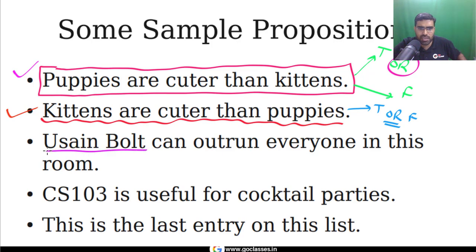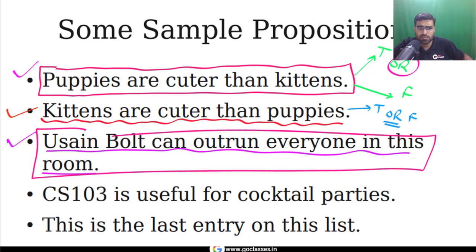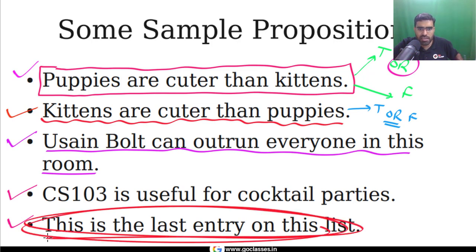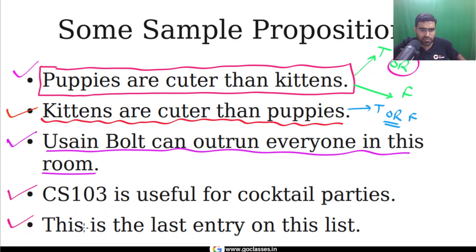Similarly, Usain Bolt can outrun everyone in this room. This is also a proposition because either this will be true or this will be false. Similarly, this is the last entry in this list: this is true. So this is also a proposition because you can easily see that this will be either true or false. One of them it will be.